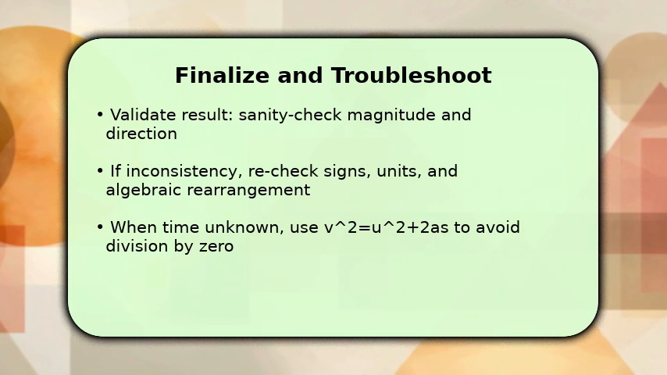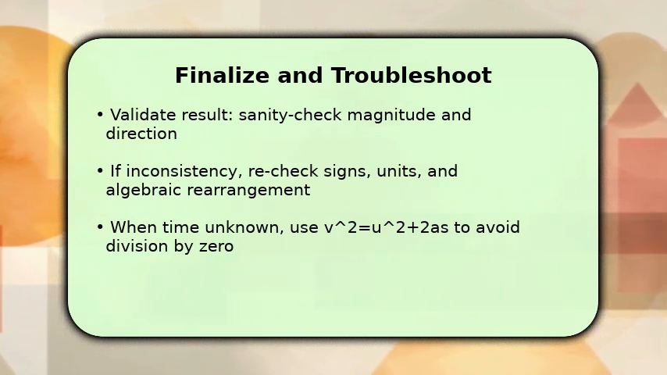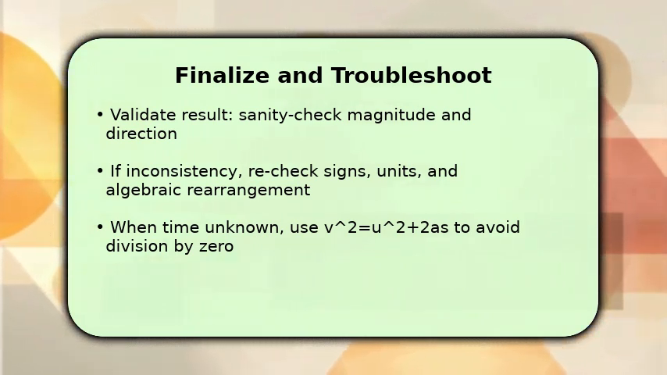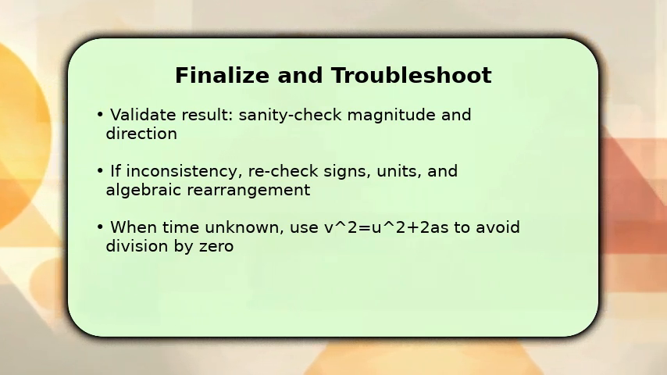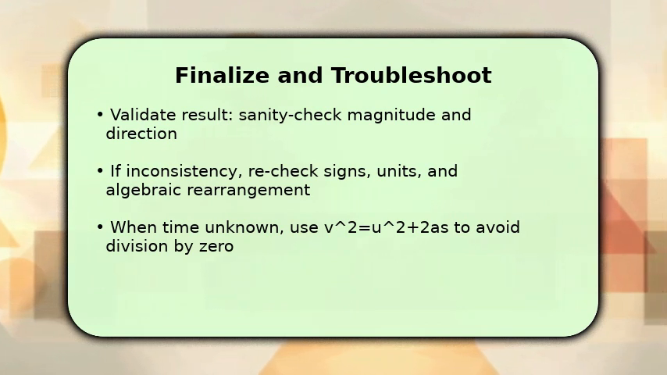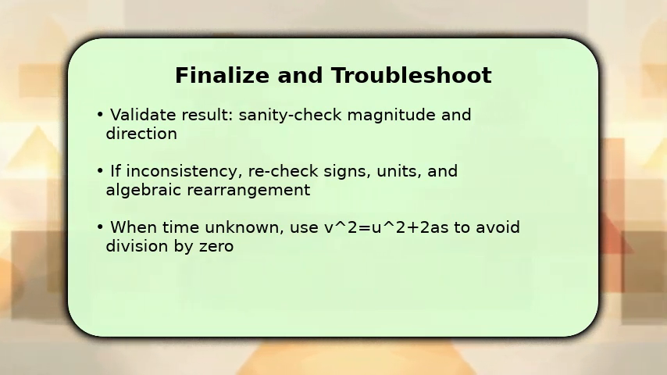Once done, use v² = u² + 2as when time is unknown, and make sure to reevaluate assumptions like constant acceleration. Troubleshooting tip: if answers conflict, trace back to the original knowns and repeat substitutions slowly.